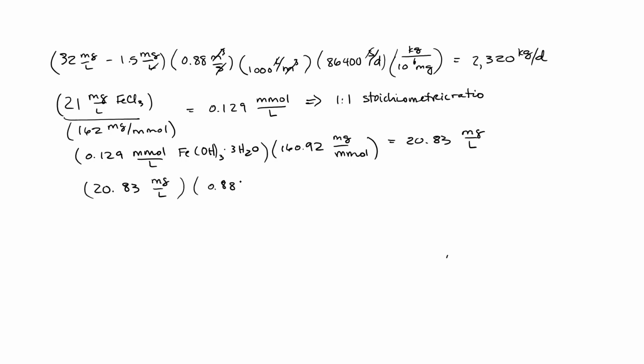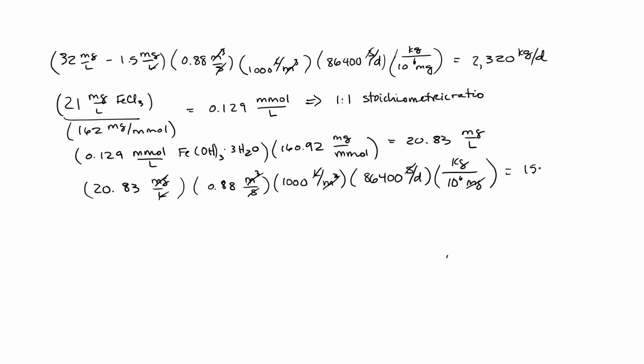Again, essentially the same calculation we did above, we have 20.83 milligrams per liter, multiplied by 0.88 cubic meters per second times 1,000 liters per cubic meter. Again, liters cancel, meters cubed cancel, times 86,400 seconds per day. Seconds cancel, times 1 over 10 to the 6 milligrams per kilogram. Milligrams cancel, and that is equal to 1,584 kilograms per day. Notice this is dry weight.